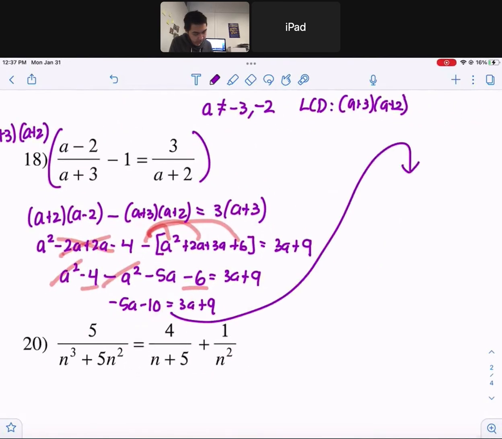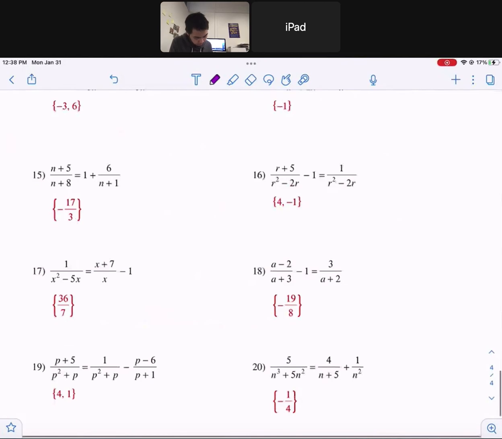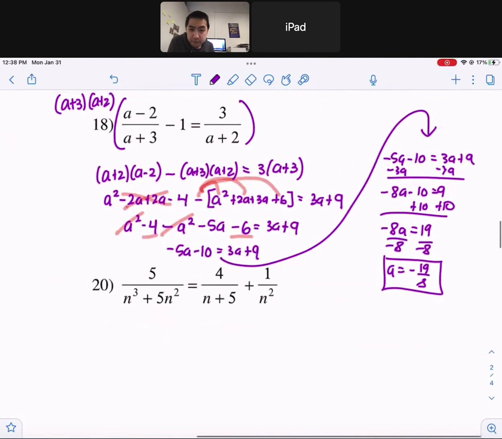And now I'm going to move it over here because I'm running out of room. So I'm going to subtract 3a from both sides, you guys, getting my variables on the left-hand side. And I'm going to add 10 to both sides to get my constants on the other. Divide both by negative 8. A is equal to negative 19 over 8. Hopefully, I got it. Okay. And then last one, you guys.